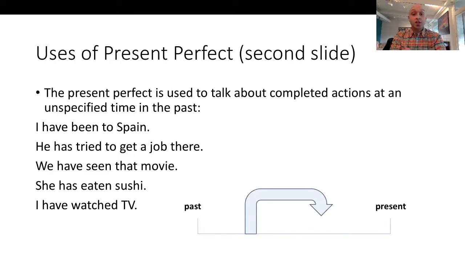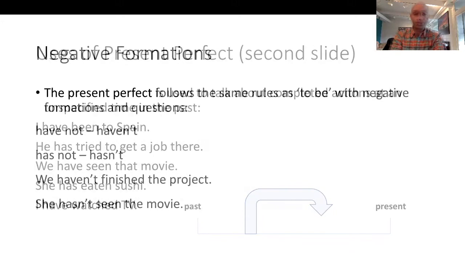He has tried to get a job there. At some time in the past, that person tried to get a job at that company. We've seen the movie. Again, we're not telling you when, but just that at some point in the past, at any time, we have seen that movie. She has eaten sushi. At some point in the past in her life, she has eaten sushi. Okay, and I think we can all say, I've watched TV. At some point in the past, we've probably all watched TV. We're not telling when, which is the second usage of the present perfect simple.